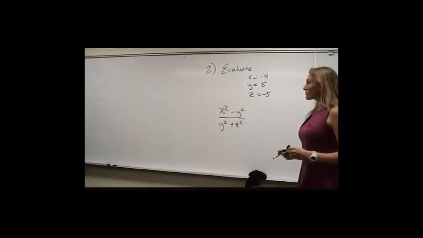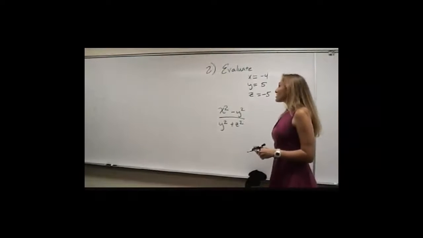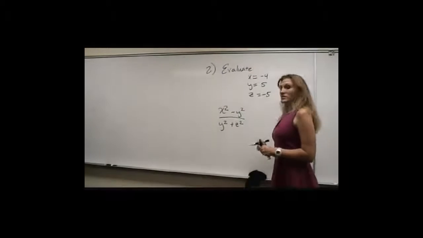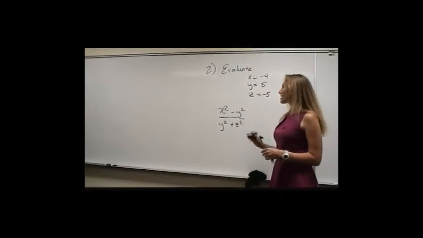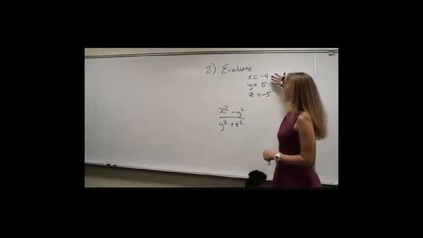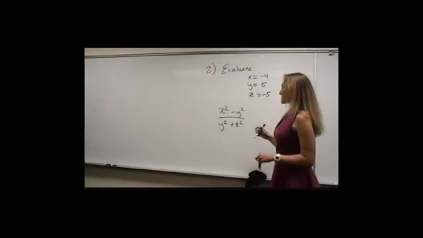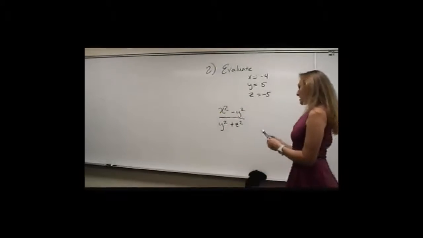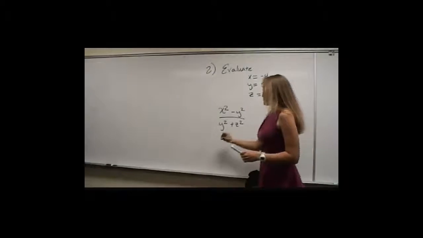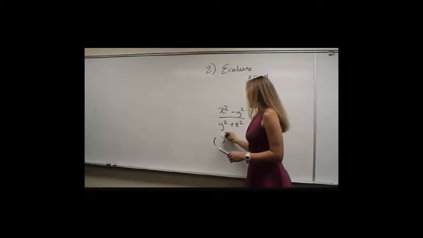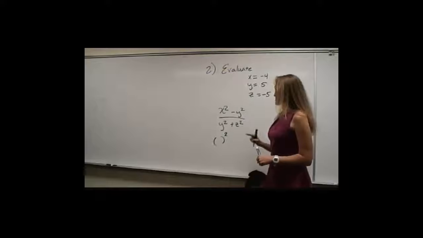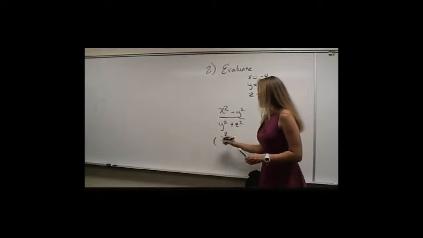This is number 2 from your review packet. I'm evaluating this expression. Now it's an expression because there's no equal sign. I'm not solving, I'm plugging in numbers. Now when I plug in these numbers to these variables, I need to put parentheses around the new number each time. So for x, I'm going to keep my parentheses and square, and the square goes on the outside of those parentheses. That would be a -4.